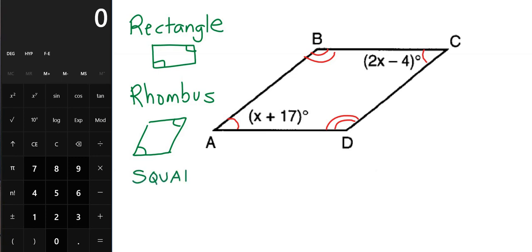A square is kind of a hybrid between the parallelogram and the rhombus. So for your square, opposite angles as well. They're both 90, so of course they're equal. Now let's focus back on this question. We want to solve for x.